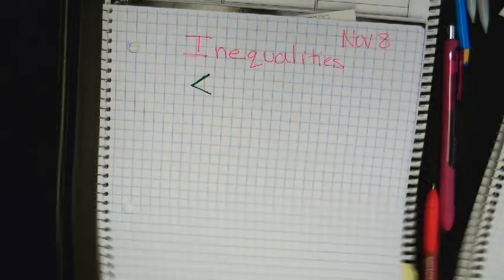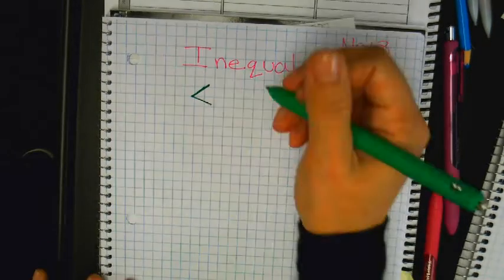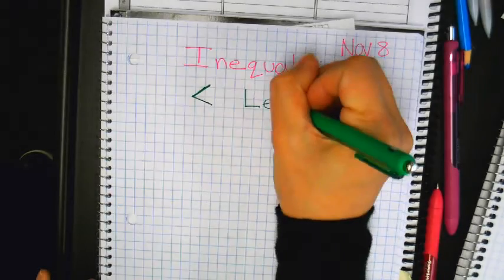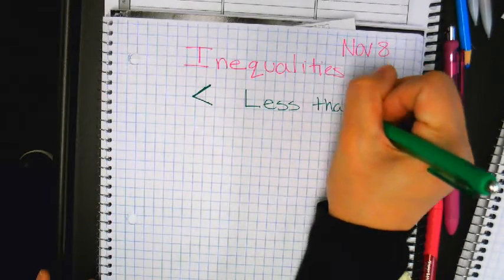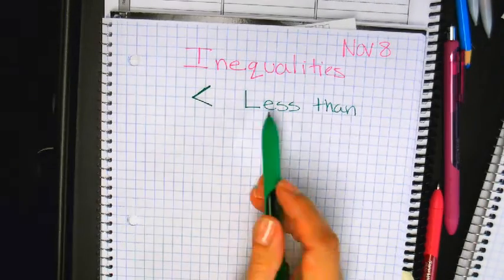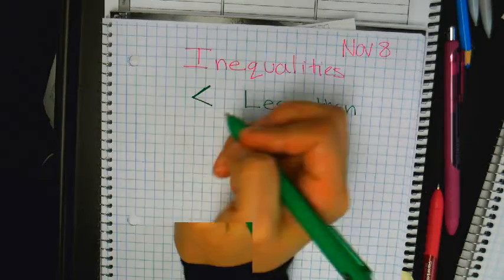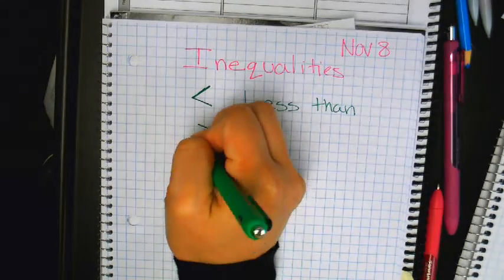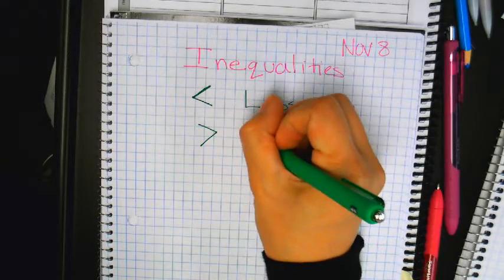Okay, does anybody know what this symbol is called from elementary school? Correct, but this one is called the less than, because the first number is what is greater than or less than. So this one's the less than, and this one is the greater than.